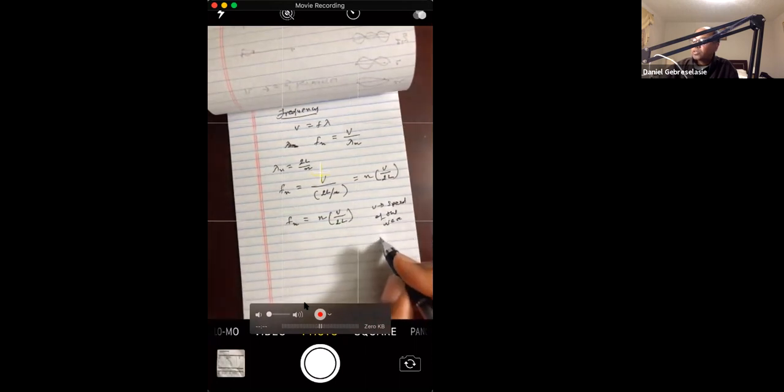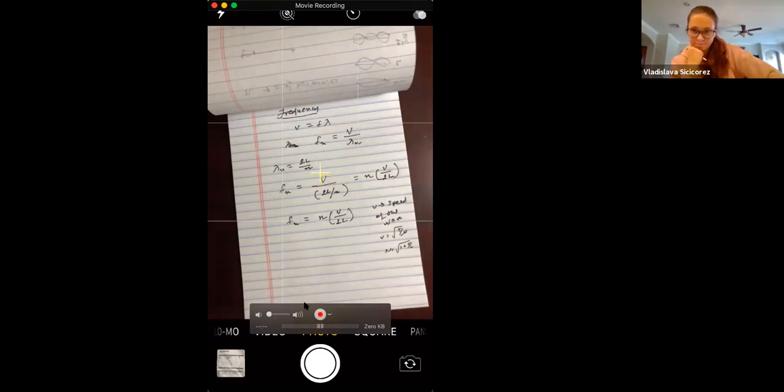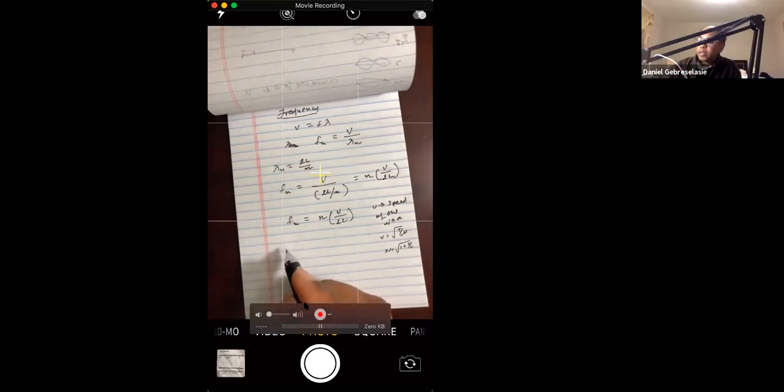If you're dealing with a string, you can use this formula to calculate it. If you're dealing with a sound wave, then you know that formula, 331 times the square root of 1 plus T over 273, okay? So if you know the temperature, you can calculate the speed of sound. If you know the tension and the mass per length of the string, you can calculate the speed of the string, okay? Now, let's look at F1.